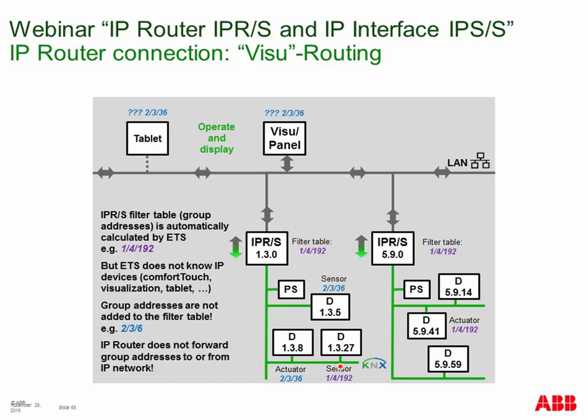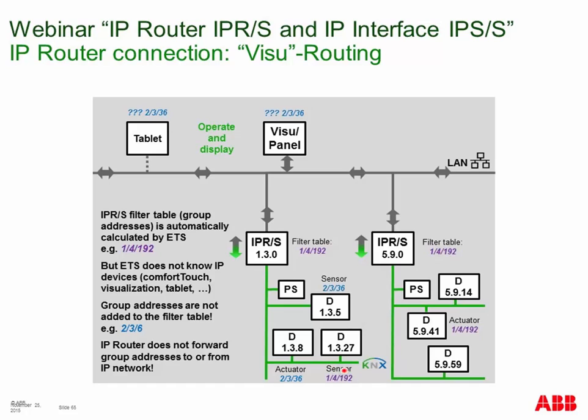So, very important. For example, we have one sensor in this line, which sends the group address 14192. In this line, we have an actuator which is listening to this group address 14192. What happens? This group address is written automatically to the filter table of this IP router and this IP router, which is absolutely correct.